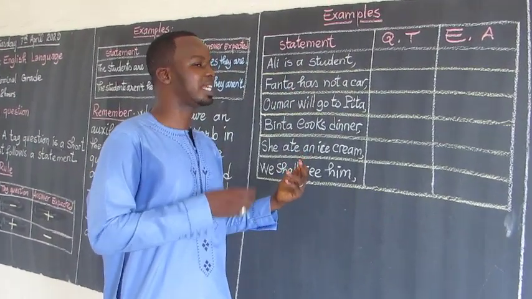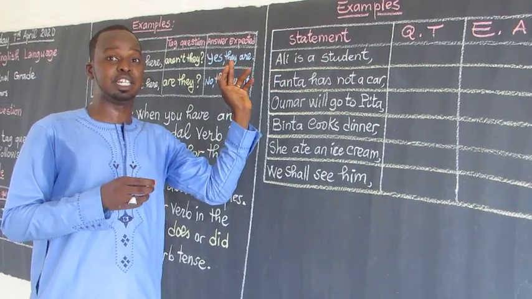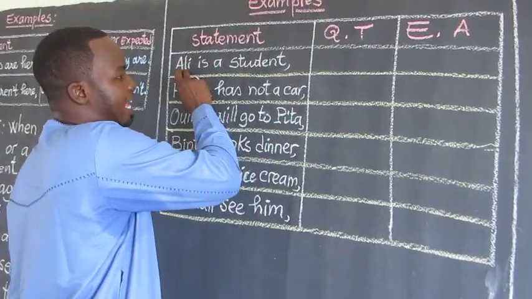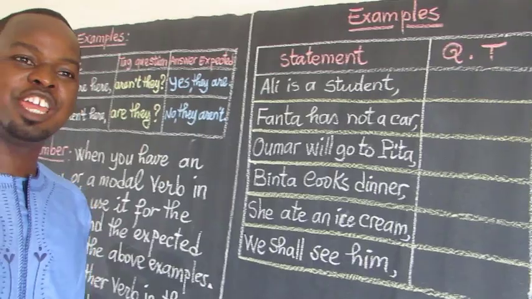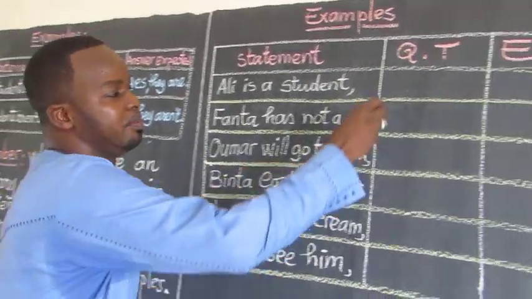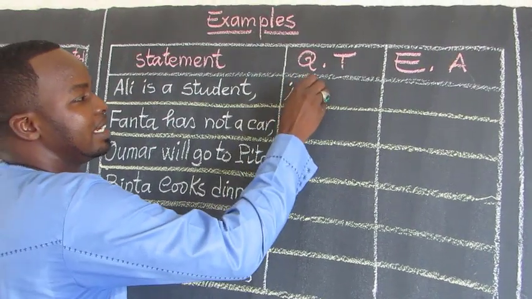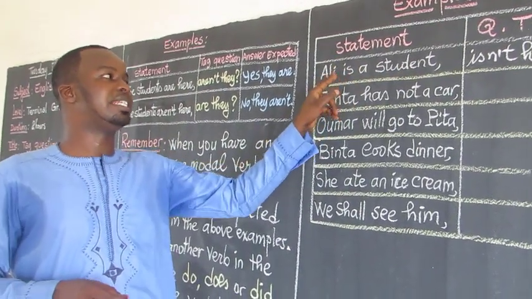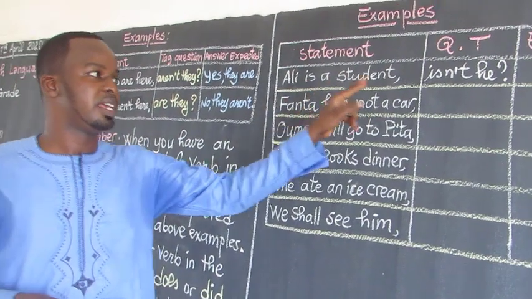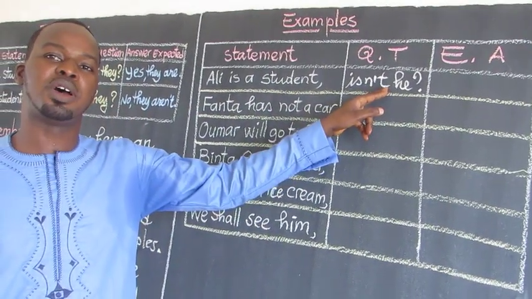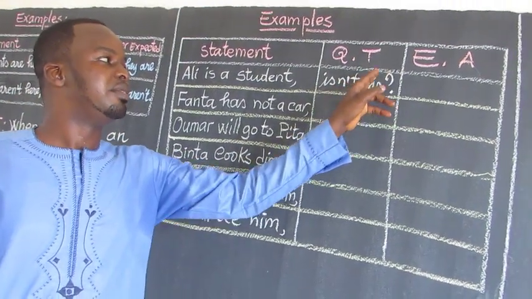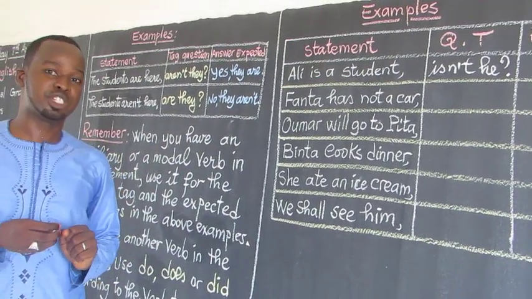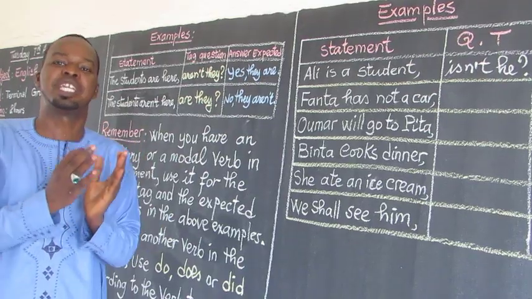The question that we are going to ask uses the auxiliary verb in the statement. So we have to say, isn't he, because Ali is the name of a man or a boy, so masculine. Isn't he, is the auxiliary verb that we have in the statement, and this is the contracted form of is not. And here, this personal pronoun is here to replace the noun in the statement, the subject, Ali, as we have to make it short.